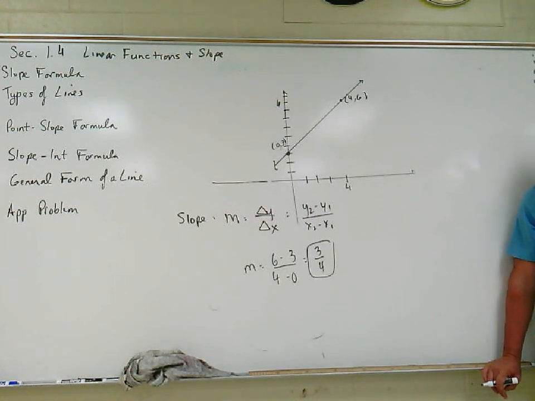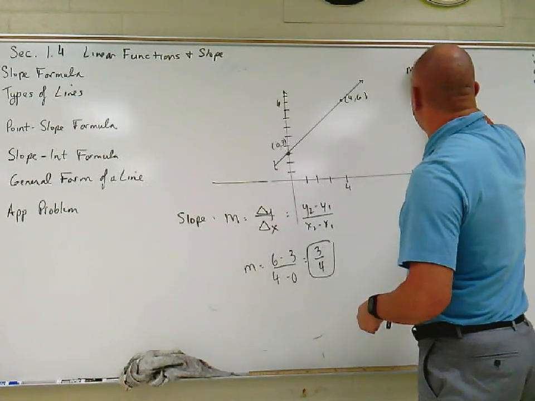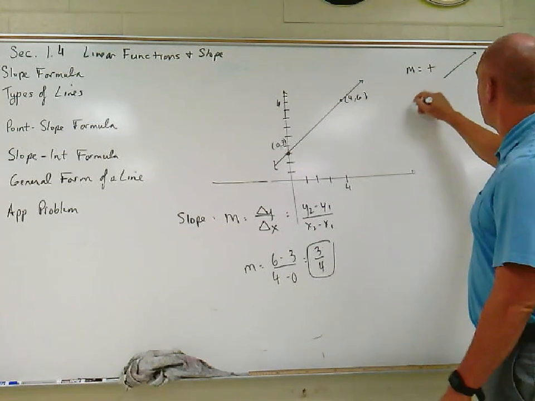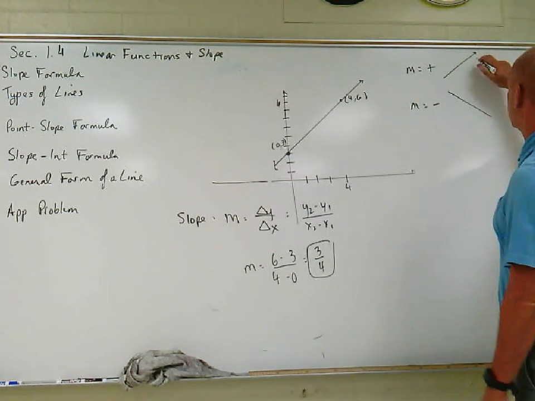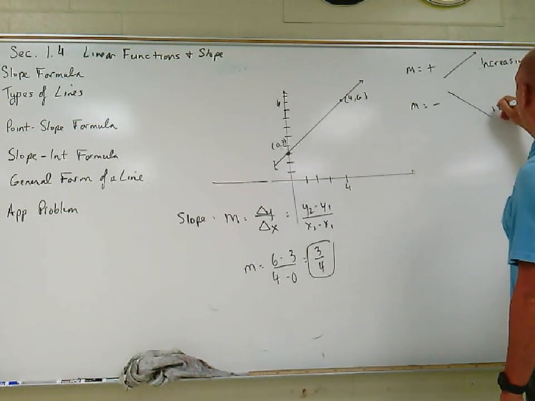Yeah, up 3, right 4, but in a different way. It gives me how the line is slanted. The fact that it comes out positive tells me what? It's increasing. It rises from left to right. So if our slope is positive, you know it's going to rise from left to right. If the slope is negative, we know it does what? Falls from left to right. So this is technically called increasing, and this is decreasing. The y's are dropping, right?